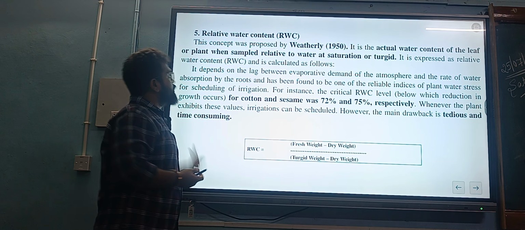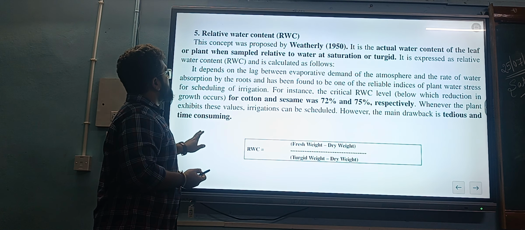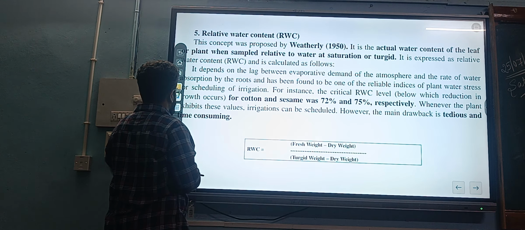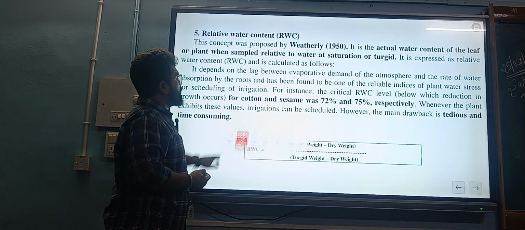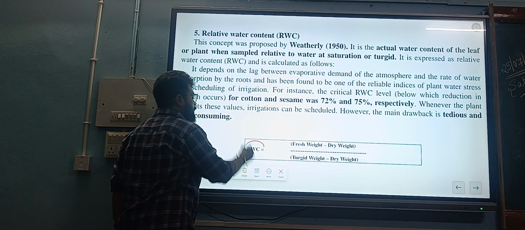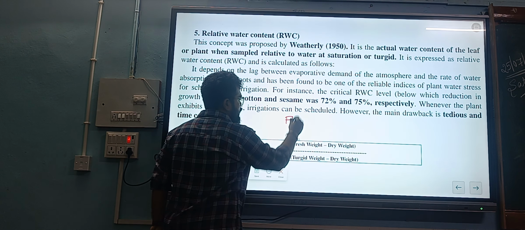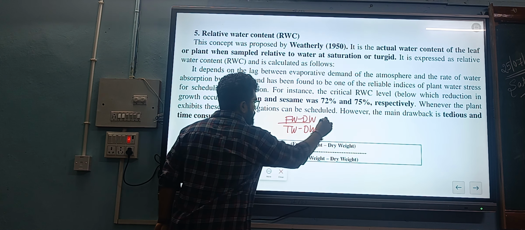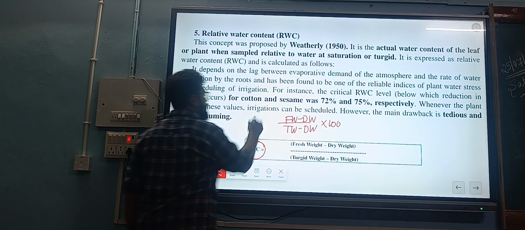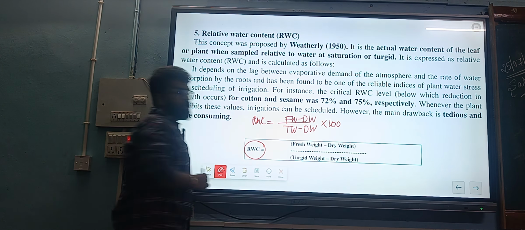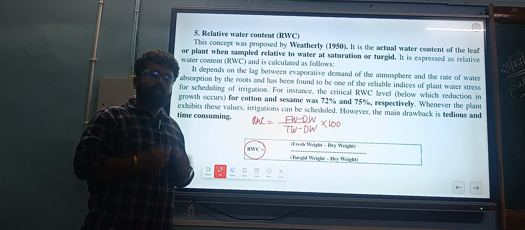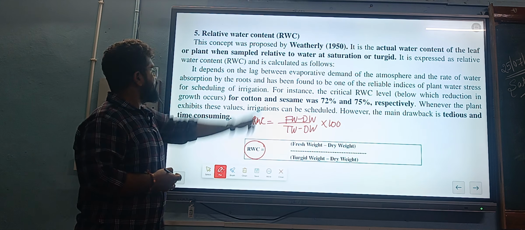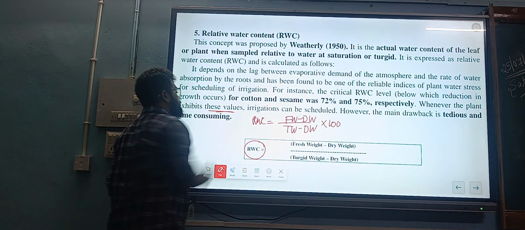The next, the relative water content. This is another approach of soil moisture scheduling. Relative water content can be calculated by fresh weight minus dry weight, divided by turgid weight minus dry weight, multiplied by 100, which gives you the relative water content. Based on this formula you can calculate the plant water status, and based on that you can go with the irrigation. Whenever the plant exhibits these values, irrigation can be scheduled.